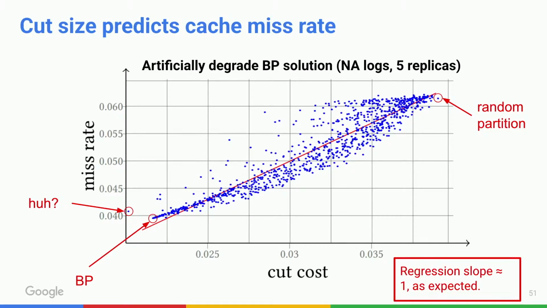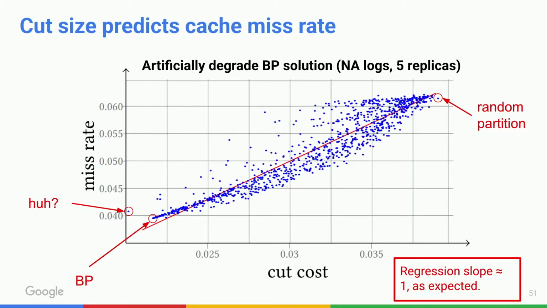We took a biased coin with heads probability f. We start with the partition that balanced partitioning gave us, and we flip this coin independently for each of the nodes in the graph. If it comes up tails, we leave the node where it is. If it comes up heads, we move it to a random replica, which could be the one it started with. We just start over and choose uniformly at random. And we did this for 1,001 different values of f from 0 to 1 in increments of 0.001.